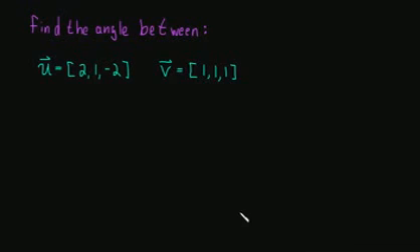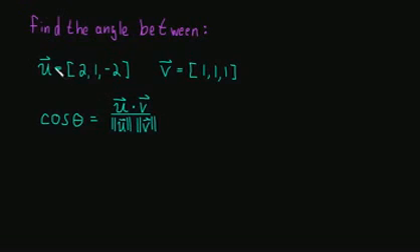Let's use what we know about the dot product to find the angle between these two vectors. So what we're going to do is remember our little formula, which says that the cosine of the angle between two vectors is equal to u dot v divided by the length of u times the length of v. So if we want to find the angle between two vectors, we have to do just a few computations. We have to find the dot product, and then we have to find the length of each vector. So let's go through that.